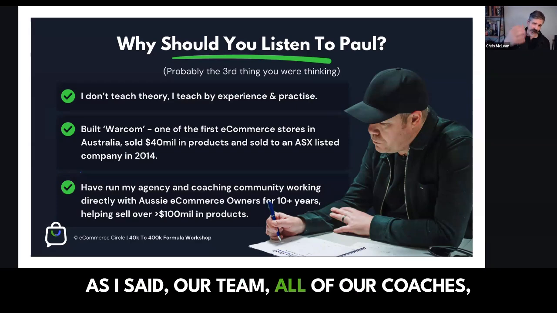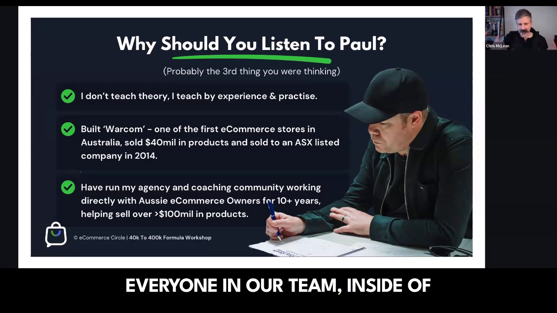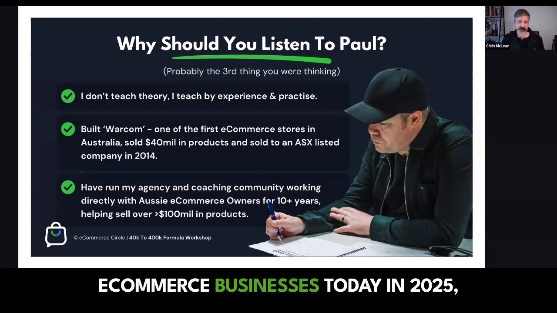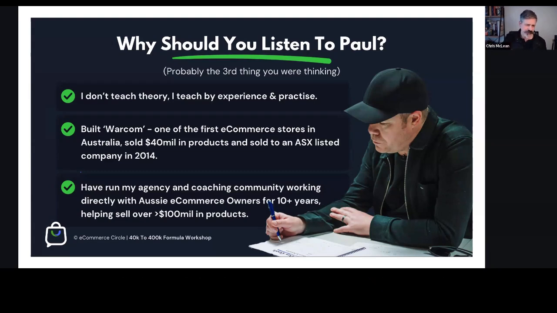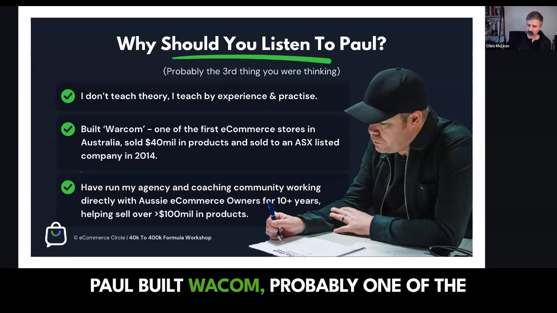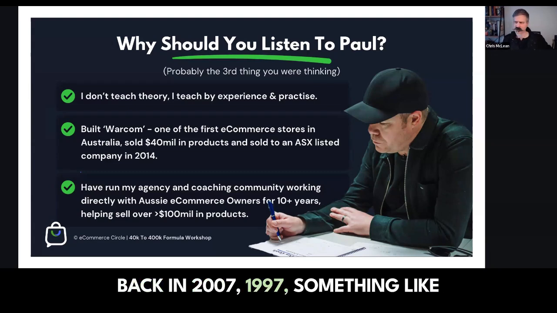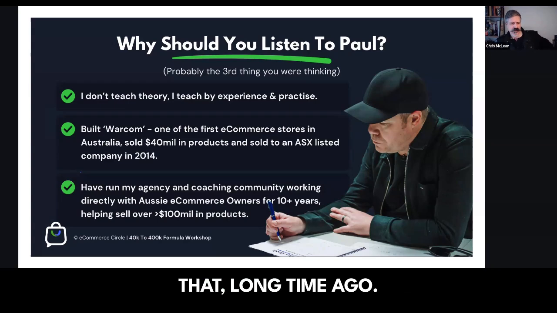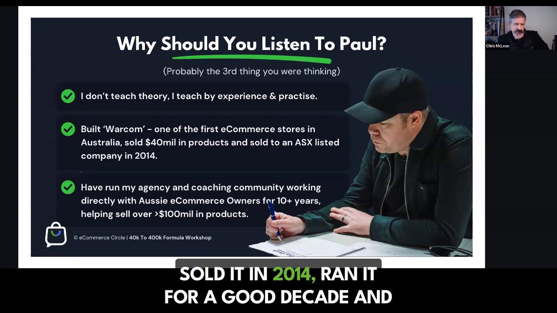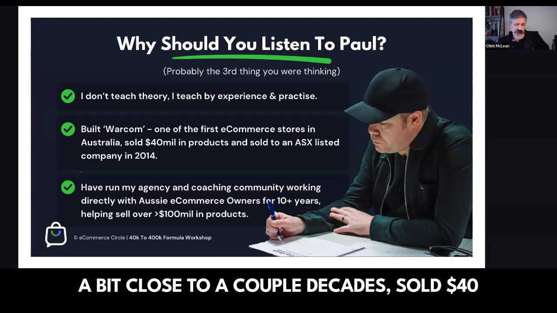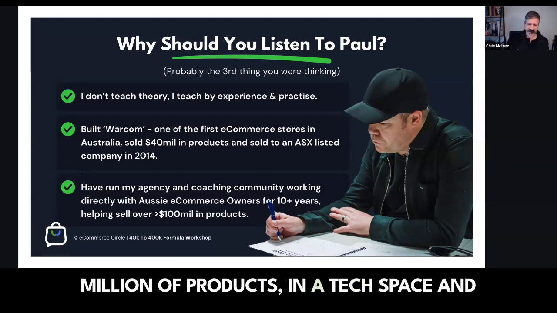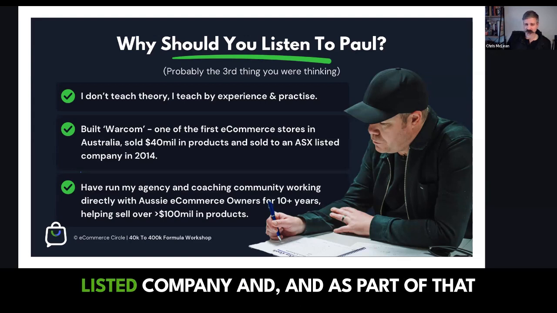As I said, our team, all of our coaches, everyone in our team are inside of e-commerce businesses today in 2025. Paul built Warcom, probably one of the first e-com stores in Australia, way back in 1997, something like that. Long time ago, sold it in 2014, ran it for close to a couple of decades, sold $40 million of products in the tech space, and eventually sold that company out to an ASX listed company.